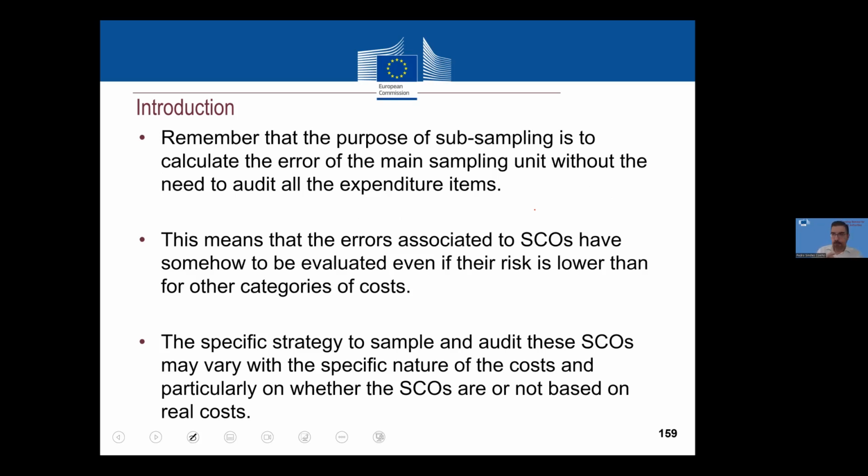item. We all know that the purpose of subsampling is to calculate the error of the main sampling unit. So then the main sampling unit error can be projected into the population without having to audit the full expenditure of this main sampling unit.